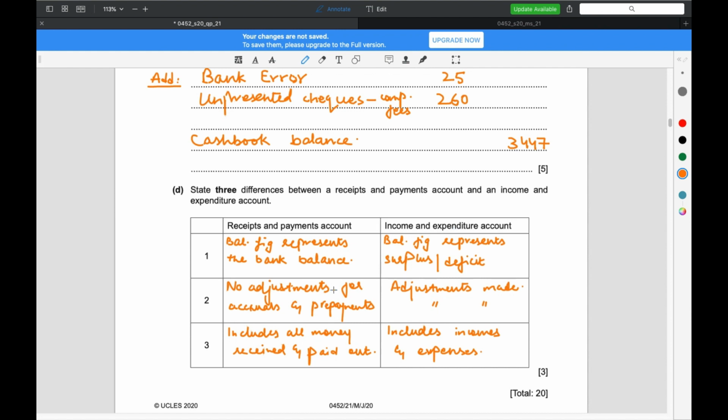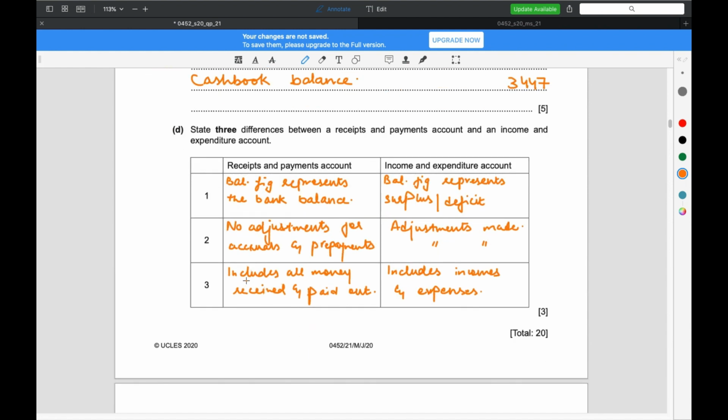Similarly, the second is that the receipts and payments account has no adjustments for accruals and prepayments. Why? Because we only write down the amount of money we paid in or out. We don't need to be concerned with accruals or prepayments here. Well, the income and expenditure account has to contain the money that was charged for the year, and we have to adjust for accruals and prepayments. For example, if you prepaid for the next year, that is not going to be included in this year's income and expenditure account. So that's similar to the income statement.